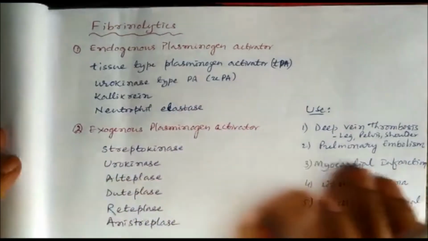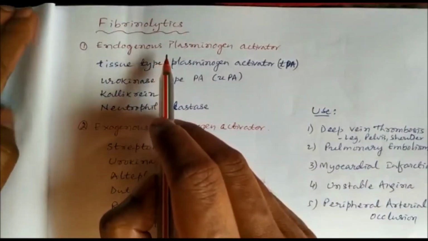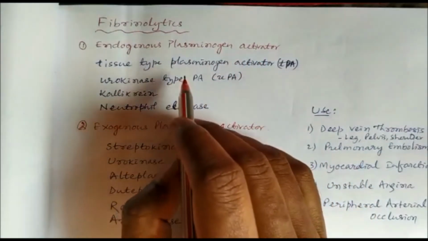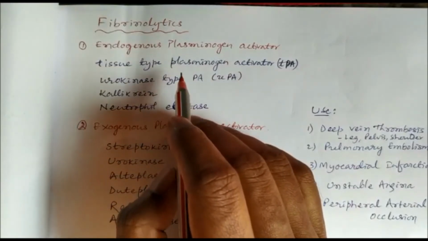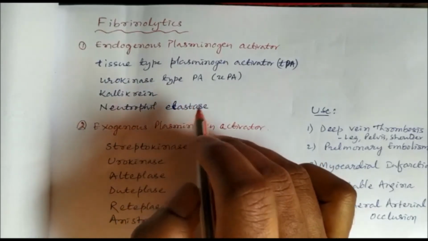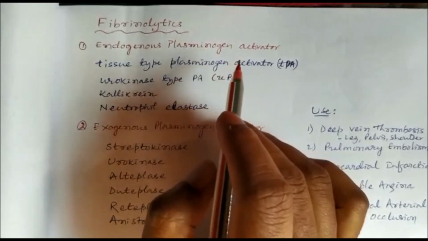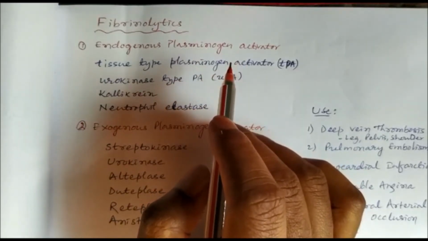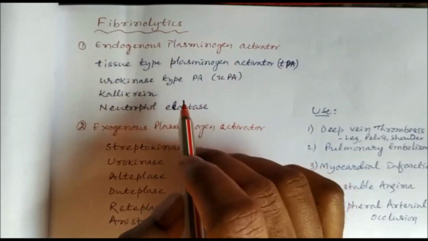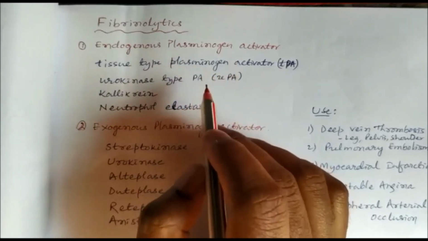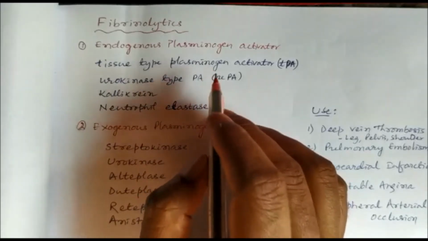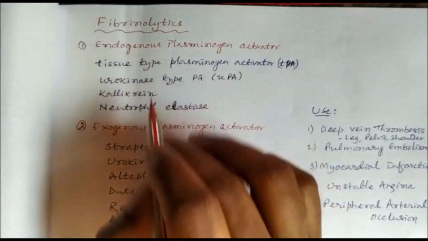Now fibrinolytics can be classified as endogenous plasminogen activators and exogenous plasminogen activators. Endogenous plasminogen activators like tissue type plasminogen activator, urokinase type plasminogen activator, kallikrein, and neutrophil elastase can all act as endogenous plasminogen activators. And the tissue type plasminogen activator selectively activates the plasminogen which is bound to fibrin, not the circulating plasminogen. So they have no action on the circulating plasminogen.